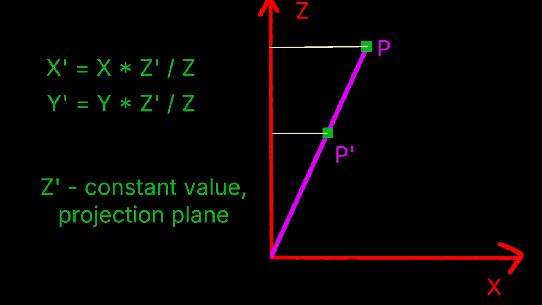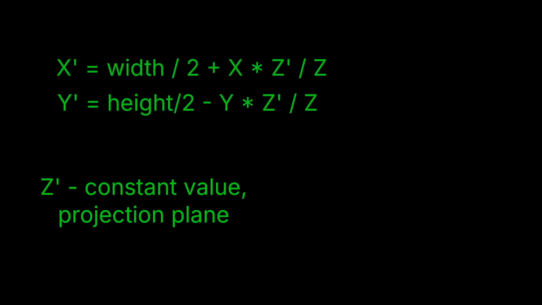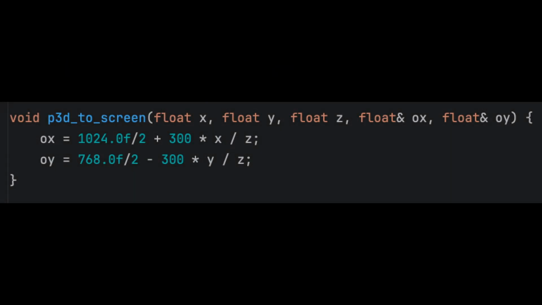Now here is the interesting part. As z gets bigger, the point moves closer to the center. That's perspective. Right now the center is at 0, 0, but screens don't work like that. So we shift everything to the middle of the screen. The minus just flips y, so up is up. And that's it. This one simple idea is enough to turn 3D points into a 2D image.